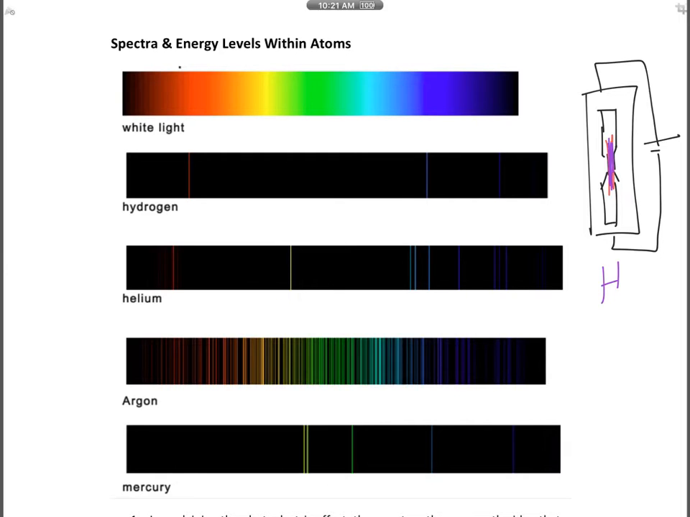So what actually happens within the gas here that causes the gas to glow and produce specific colors? So who managed to explain? Actually, it was Niels Bohr.